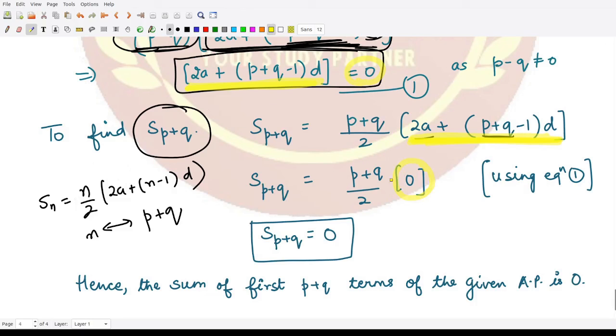So we have p plus q divided by 2 multiplied with 0, so that our right hand side becomes 0. So that means the sum of first p plus q terms is nothing but 0. Hence the answer to this question, the sum of first p plus q terms of the given AP is 0.